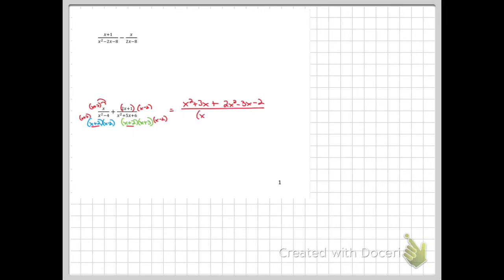All over your common denominator. Simplify the top. Check and see if you can factor the top. I can't. Include my restrictions based on zero product property with the denominator. This is my answer. Okay, I need to show you what would happen.